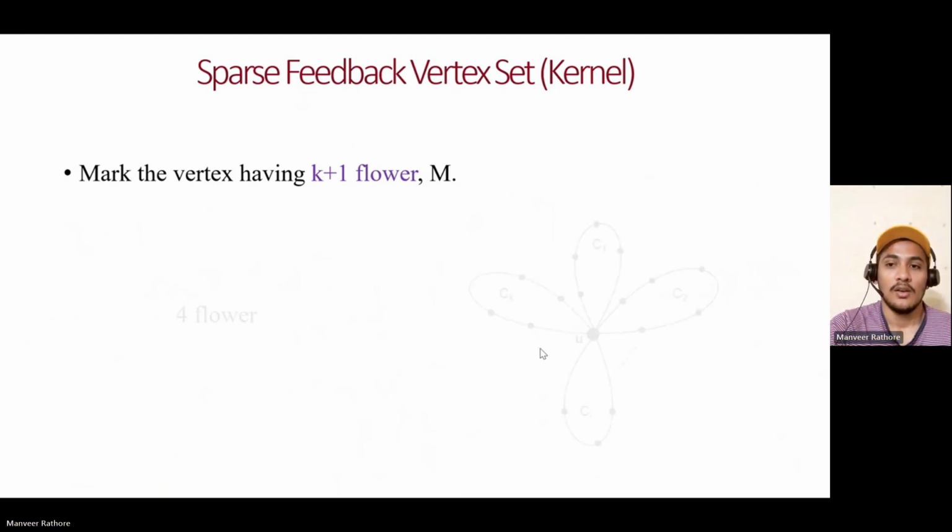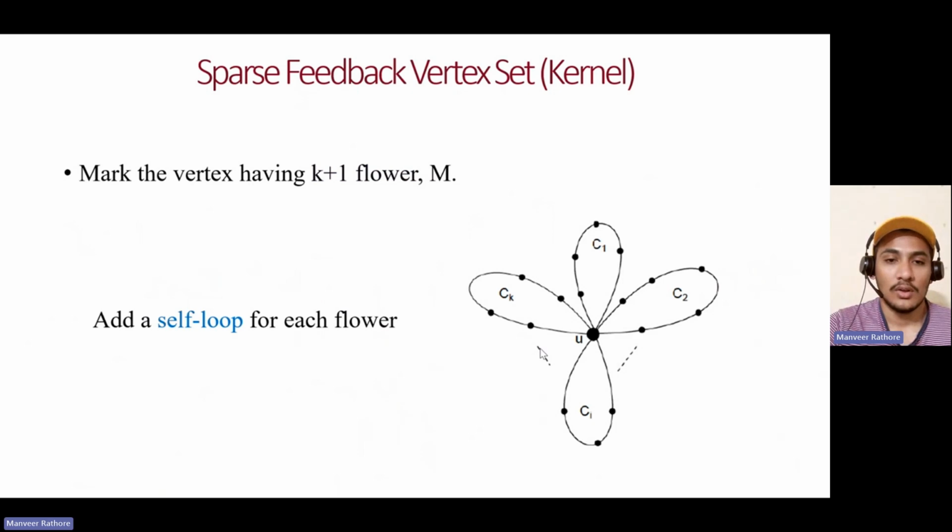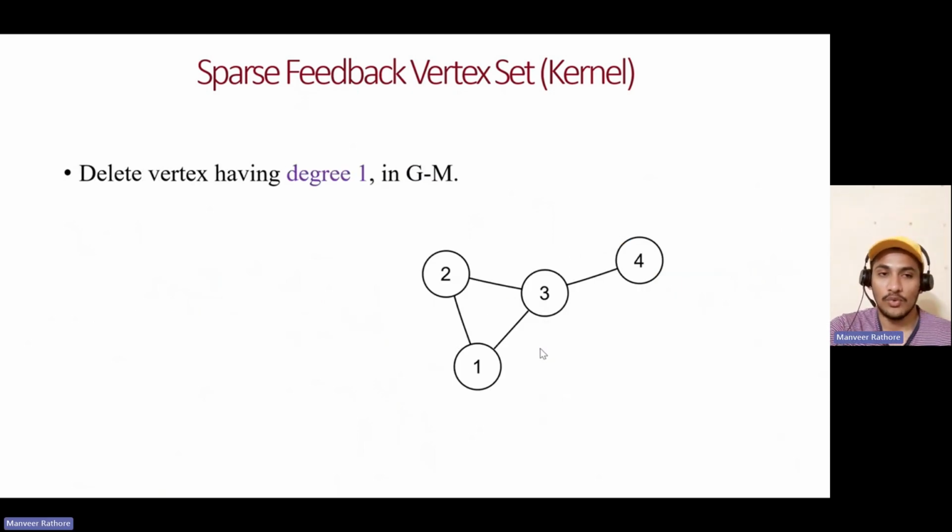So what is a flower? In this example, it is a 4 flower because u is a vertex and there are 4 cycles that pass through u and only u. They pass through other vertices, but they intersect only at u. So C1, C2, Ci and Ck all pass through u and intersect only at u. So it is a 4 flower at u. What we'll do is add a self loop for each such vertex that has a k plus 1 flower.